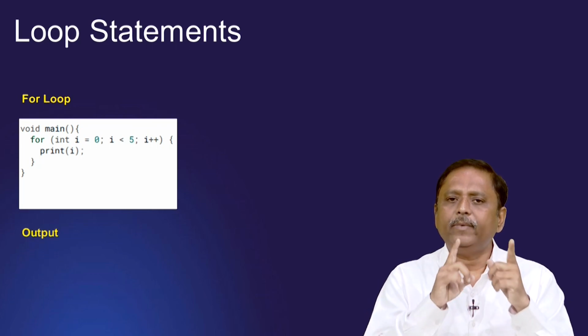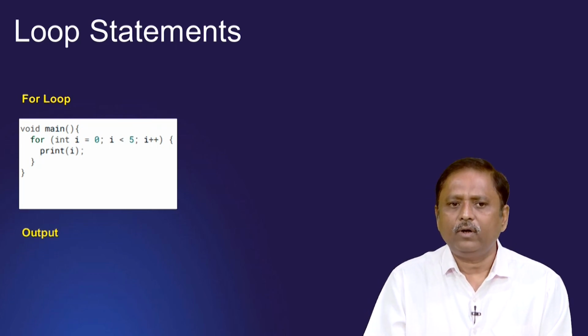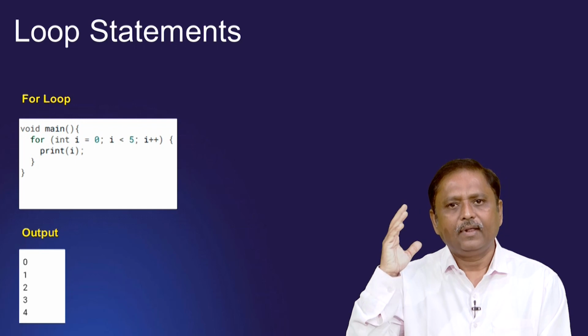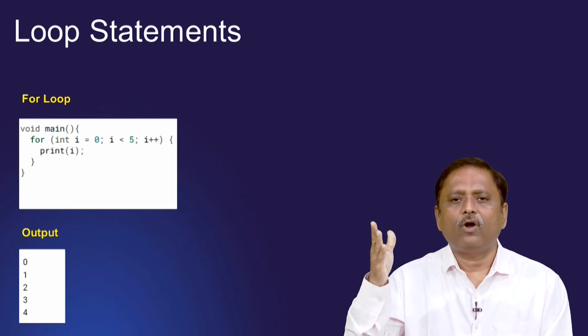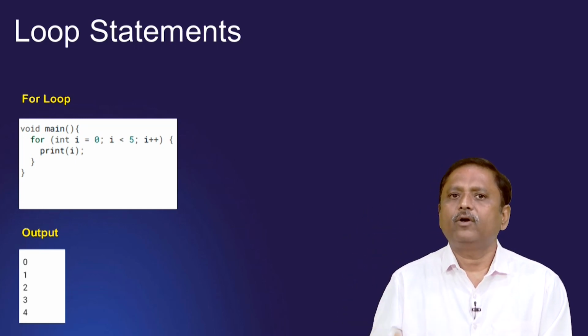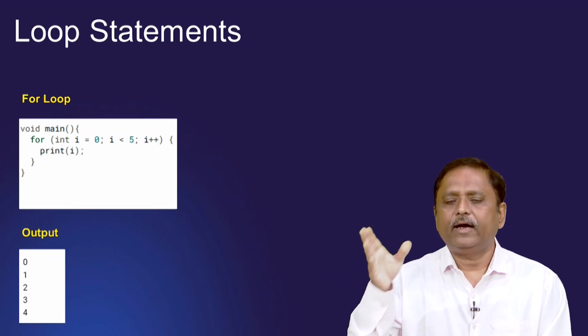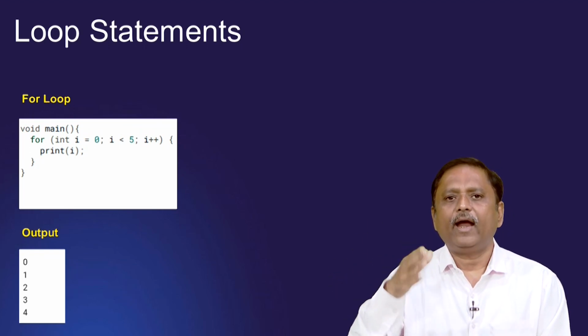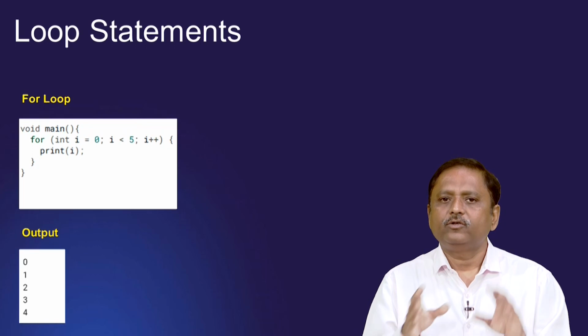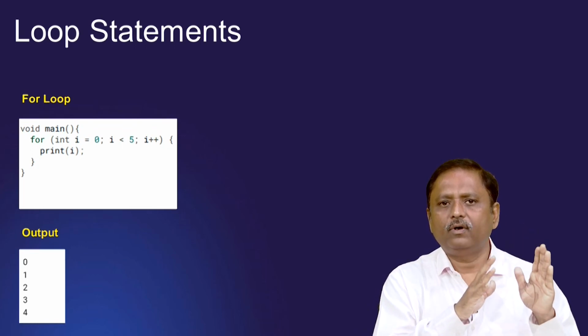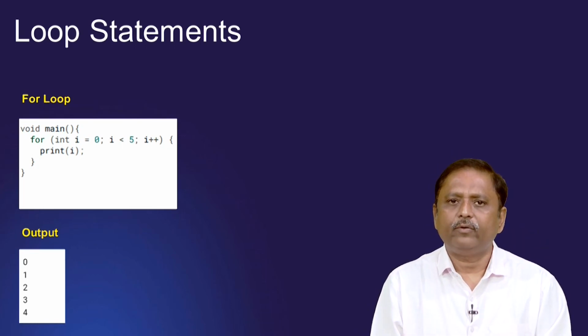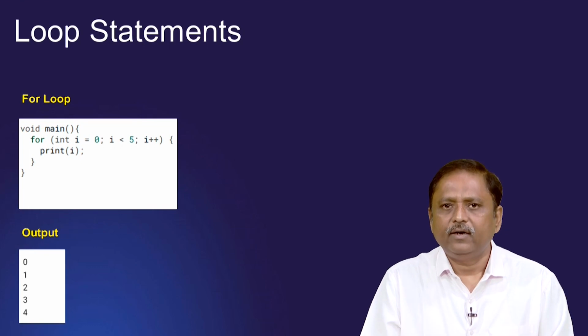So, what will be the output of this code? You can guess, it should be from 0 to 4, because when i becomes 5, that condition becomes false and the loop will terminate. So, this is the output of our code that you can easily understand.